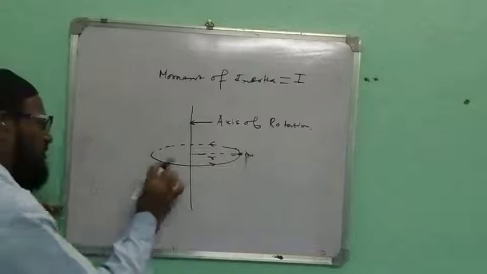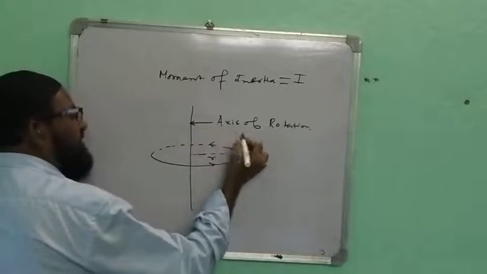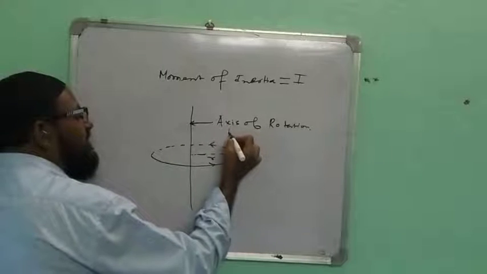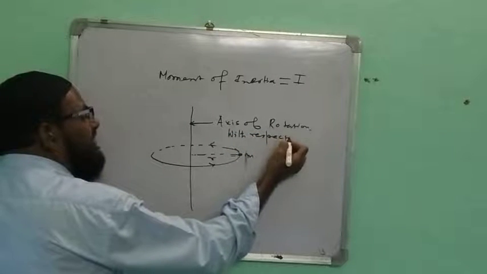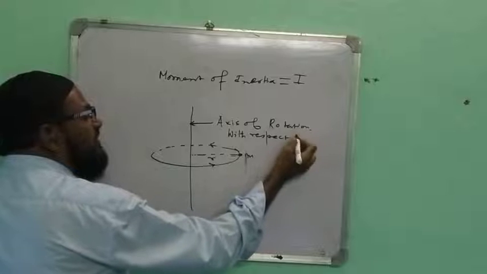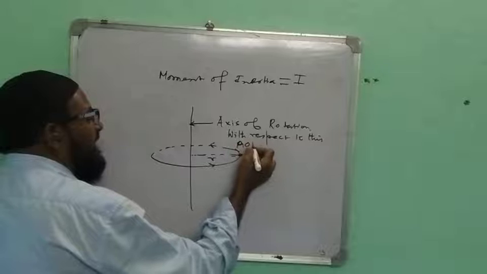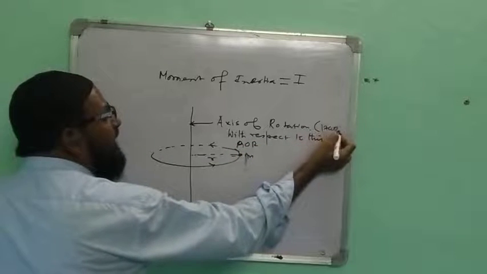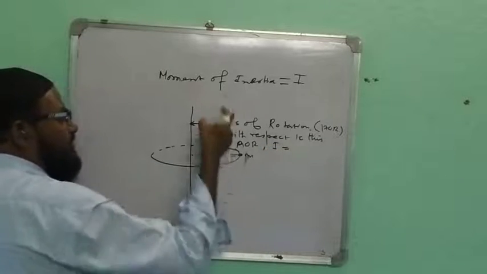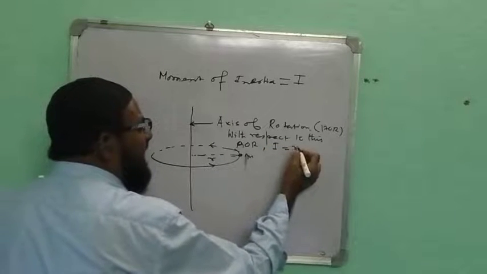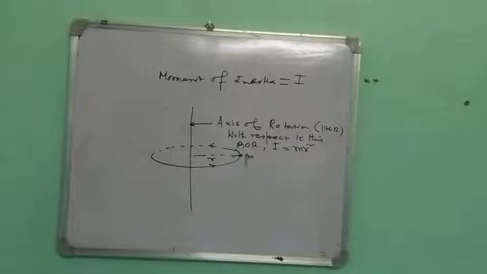With respect to this axis of rotation, I am writing AOR. What is this? AOR, axis of rotation. I equal to, what is I? Moment of inertia. This part is equal to mr square.